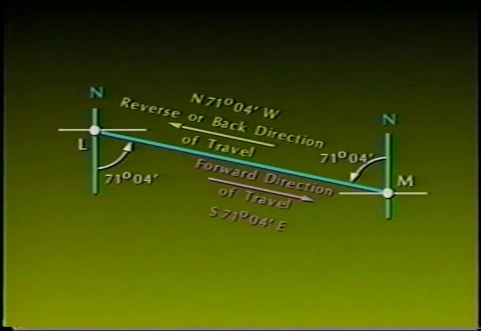The line L to M has a forward bearing of south 71 04 east. Reversing the bearing, the same line has a back bearing of north 71 04 west. When computing angles from adjacent bearings, the surveyor must routinely reverse bearings as computations proceed around and along a figure.